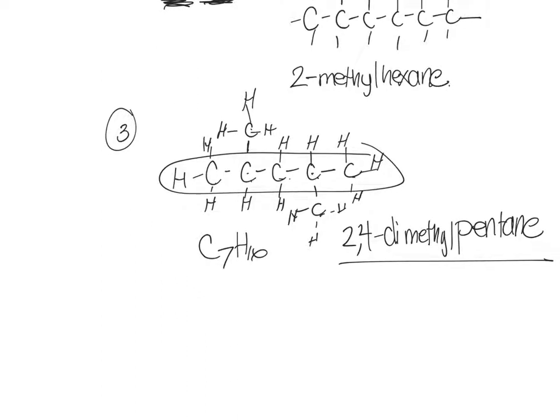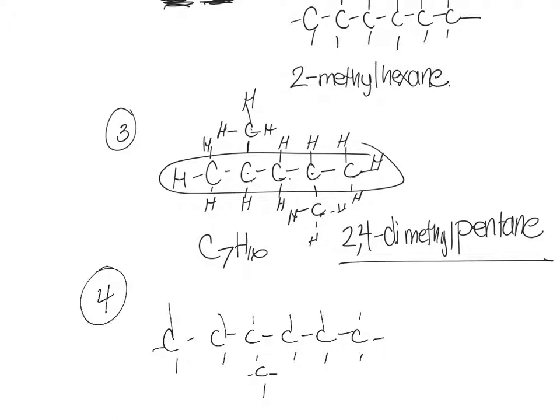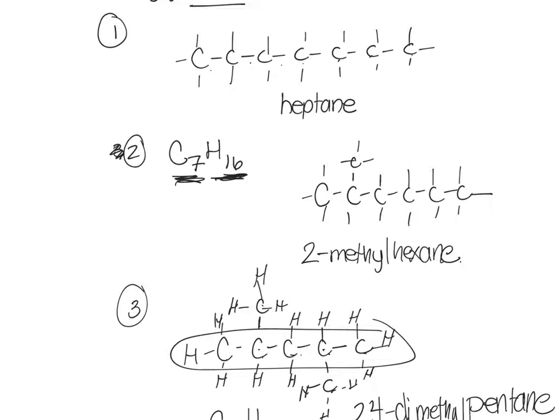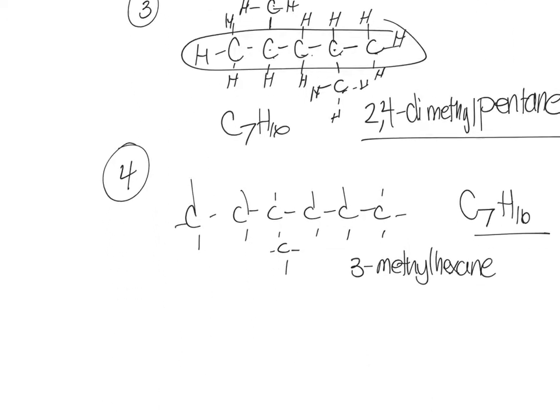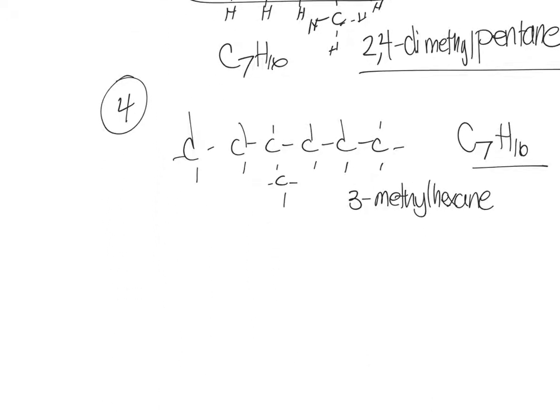Okay, let's draw some more. I can take that hexane again, and I can put the methyl group in a different place now. I can put the methyl group here instead. And this one is called 3-methylhexane, and it also has 7 carbons and 16 hydrogens, and so therefore it is a structural isomer also. So now we have 4, and we needed to have, let's go back and look, 7 altogether. So we've got 3 more to go.